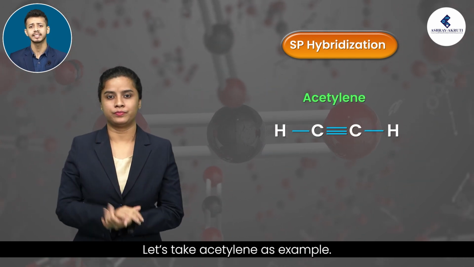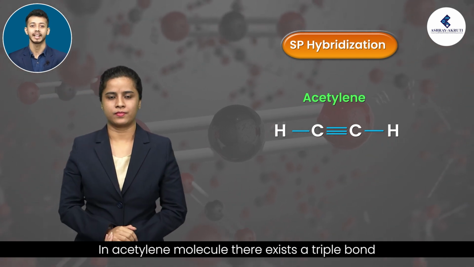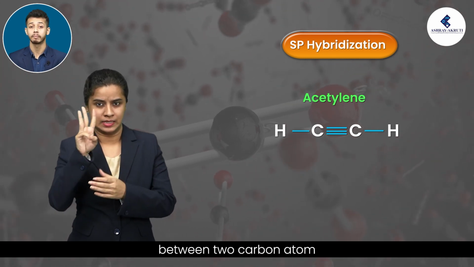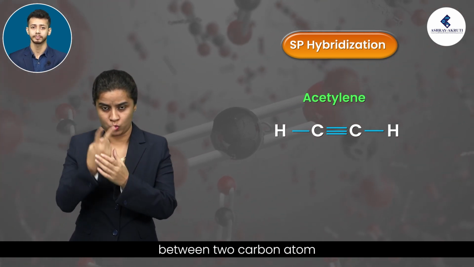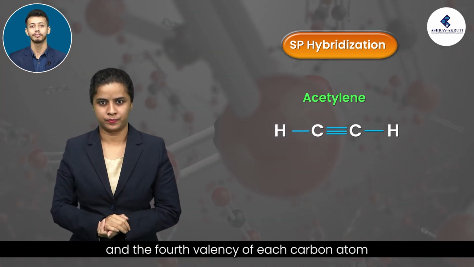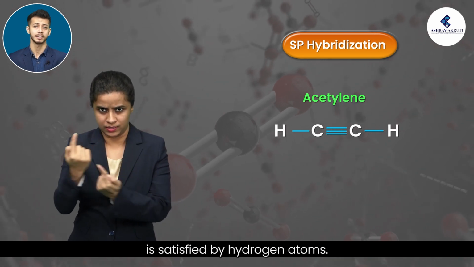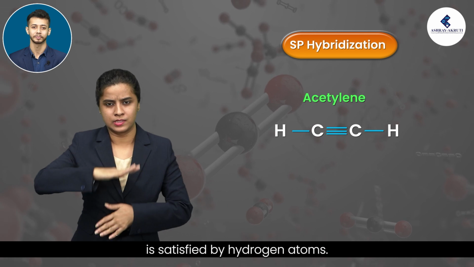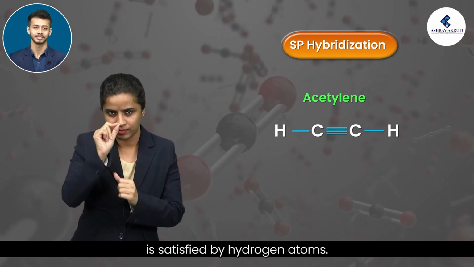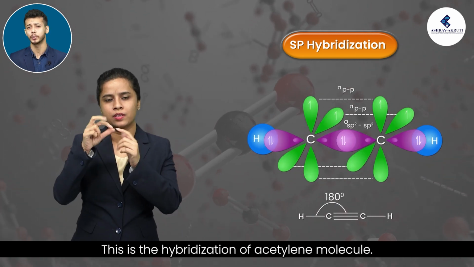Let's take acetylene as an example. In the acetylene molecule, there exists a triple bond between two carbon atoms, and the fourth valency of each carbon atom is satisfied by hydrogen atoms. This is the hybridization of the acetylene molecule.